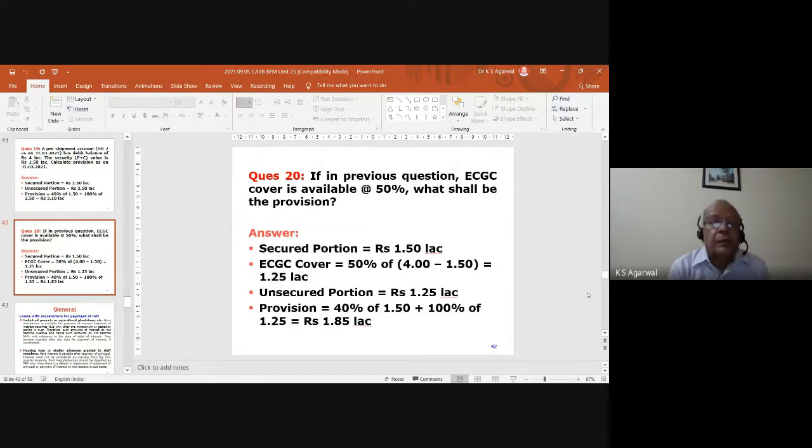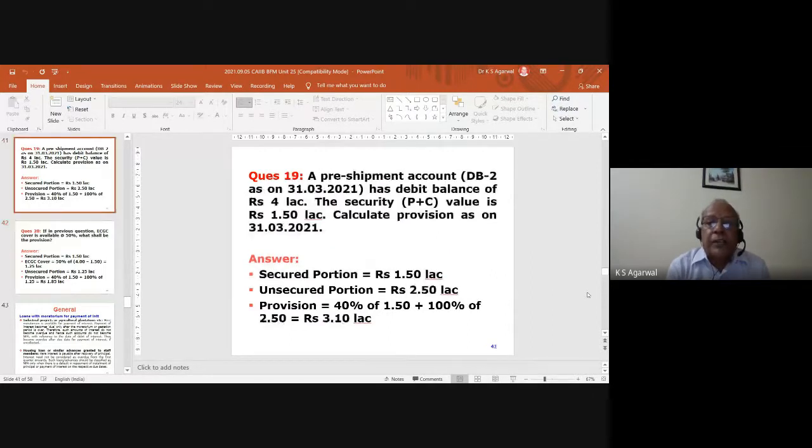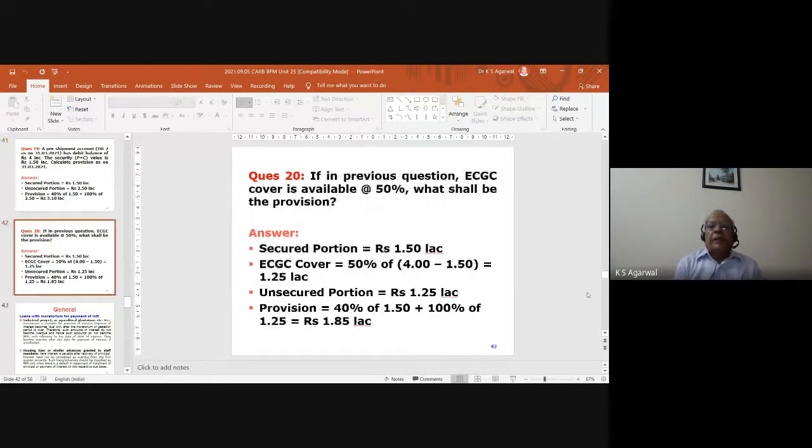Now you see, if I was not having ECGC cover, the provision was 3.10 lakh. And if I have an ECGC cover of 50%, then my answer becomes 1.85 lakh. These questions 19 and 20, please revise them at your convenient time and understand this concept that ECGC or CGT MSE percentage is to be applied only after you reduce security value from balance outstanding.